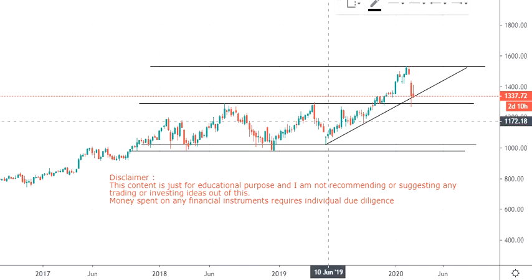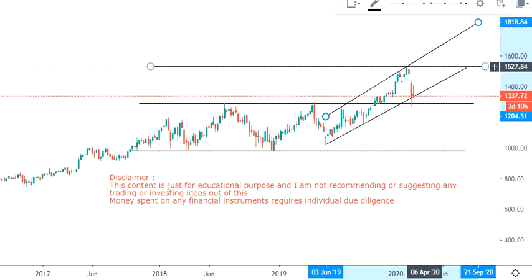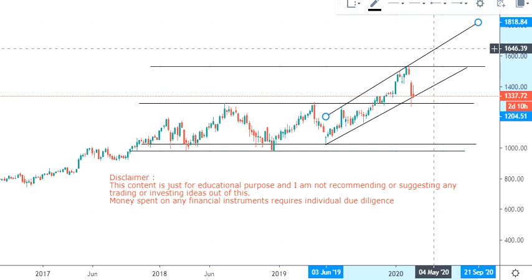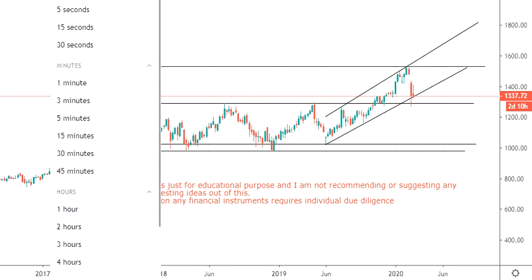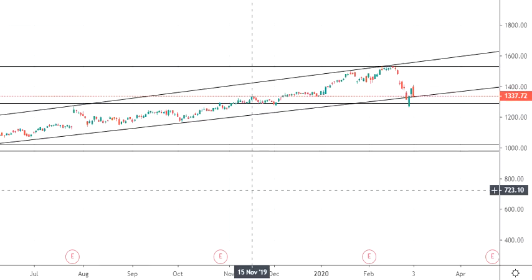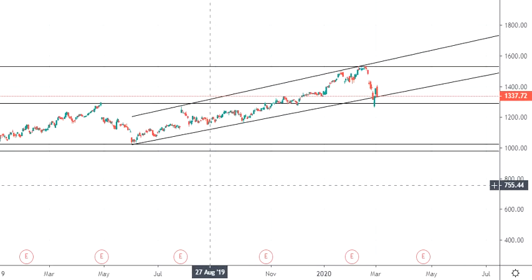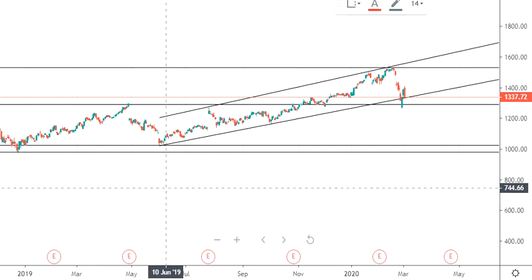You can check it out like this. If we make a line out of it, the next probable target is obviously this one, but it could go higher, up around 1630 to 1650 odd levels, but it will take time. So this is the weekly chart pattern, and now let's look at the daily chart pattern. You can see this pretty clearly over here.